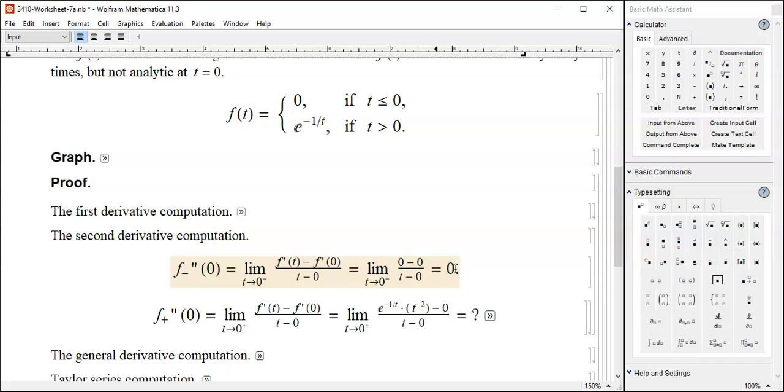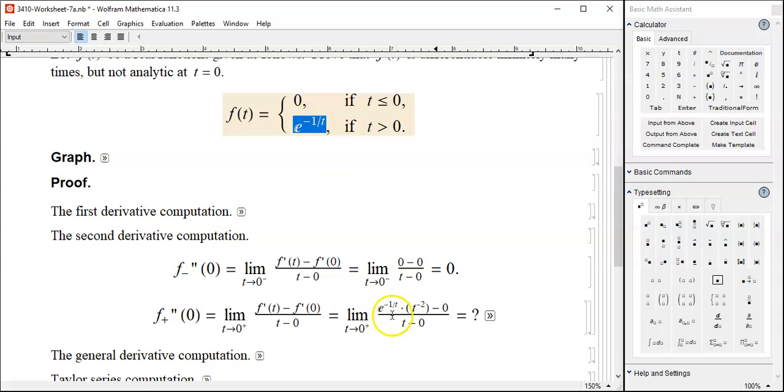And denominator, it doesn't matter. The total fraction has to be 0. So left-hand side is easy. Always we have 0. To the right-hand side, we need a problem, because f prime of t, you have to calculate it according to the chain rule.